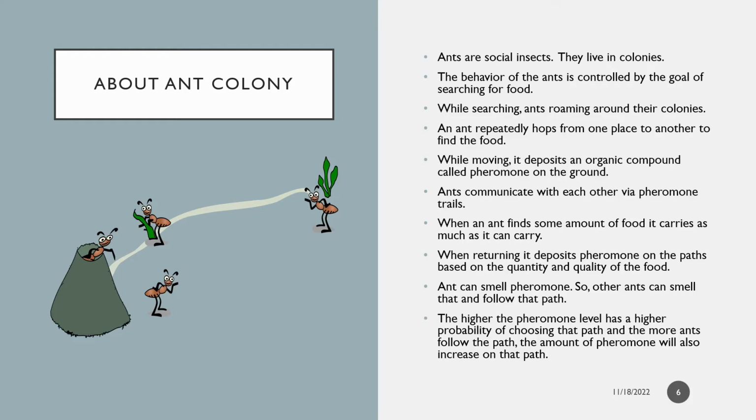When an ant finds some amount of food, it carries as much as it can carry. On returning, it deposits pheromone on the path based on the quantity and quality of the food. Ants can smell pheromone, so other ants can smell that and follow that path. The higher the pheromone level, the higher the probability of choosing that path, and the more ants follow the path, the amount of pheromone will also increase on that path.